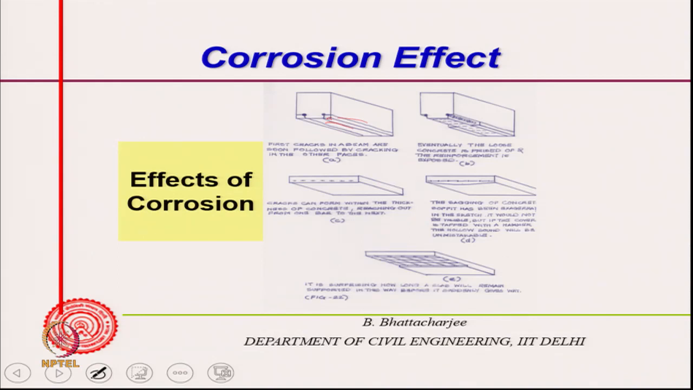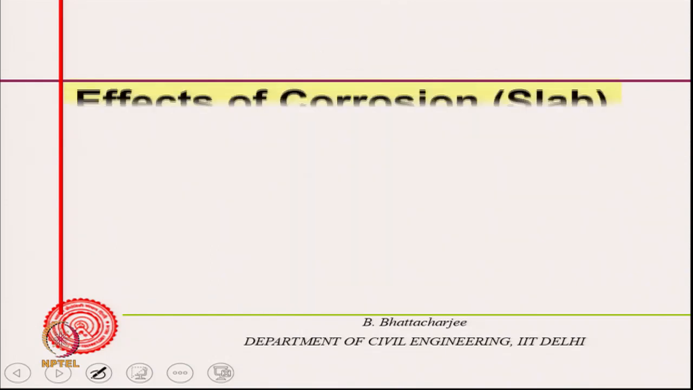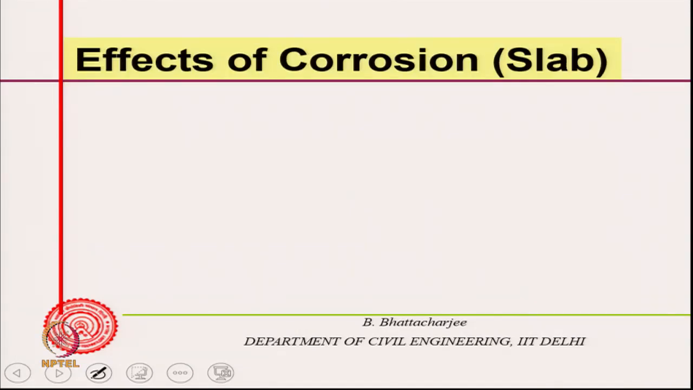In the case of a slab, first of course internal cracks will generate, but they would not show up much until some time later, when there will be sagging of the slab, and finally a chunk of concrete will fall down. So, spalling of concrete will occur. This is the manifestation of corrosion, but you can detect it quite early.